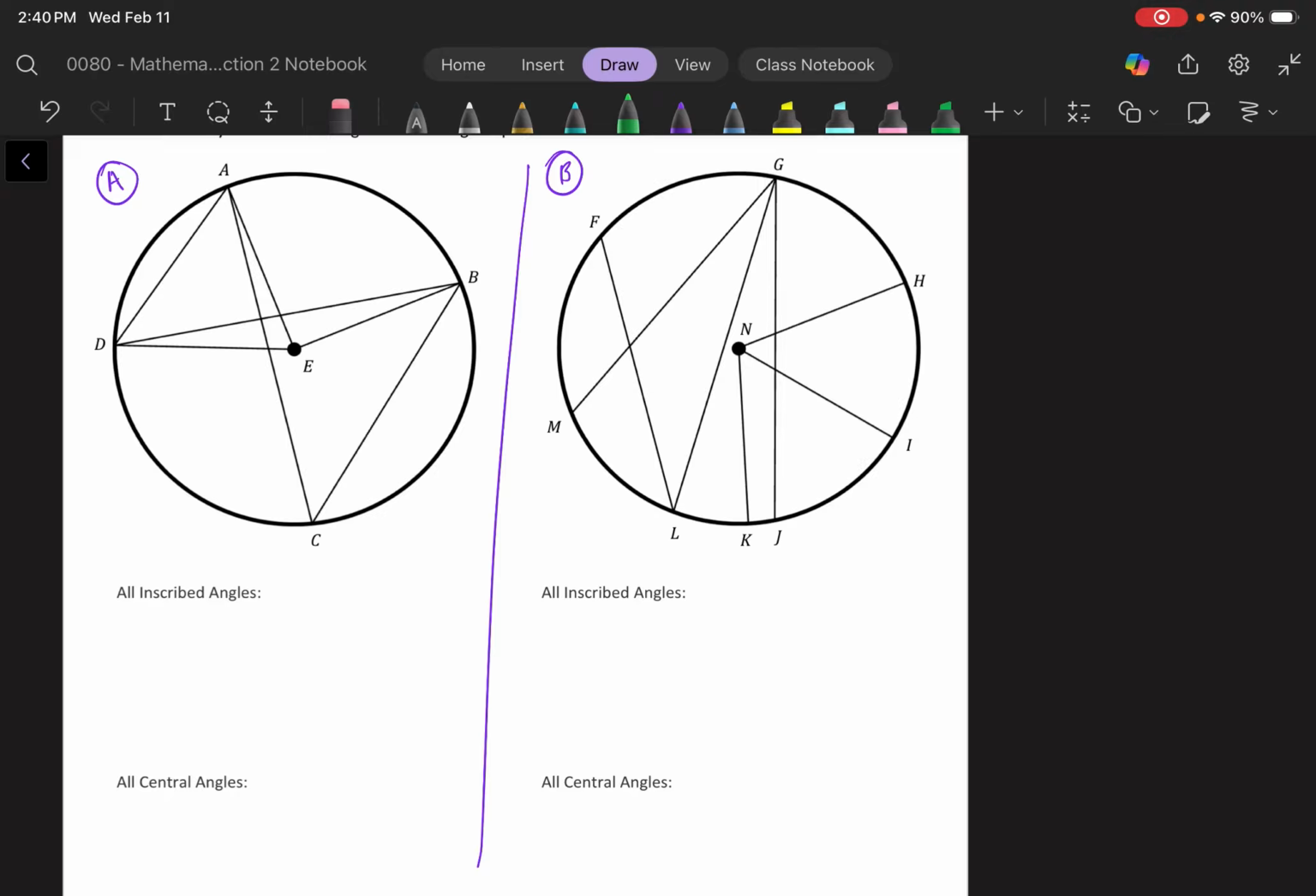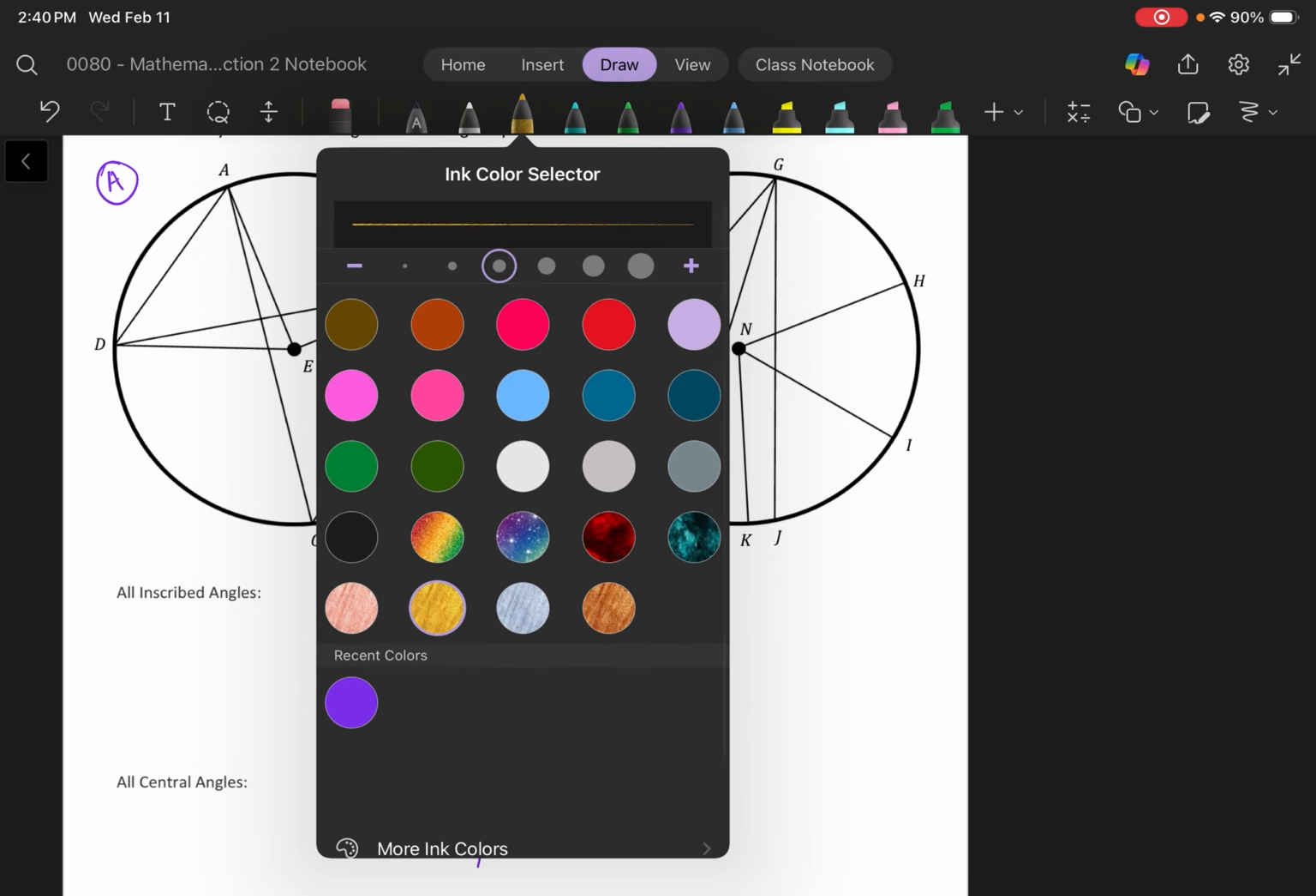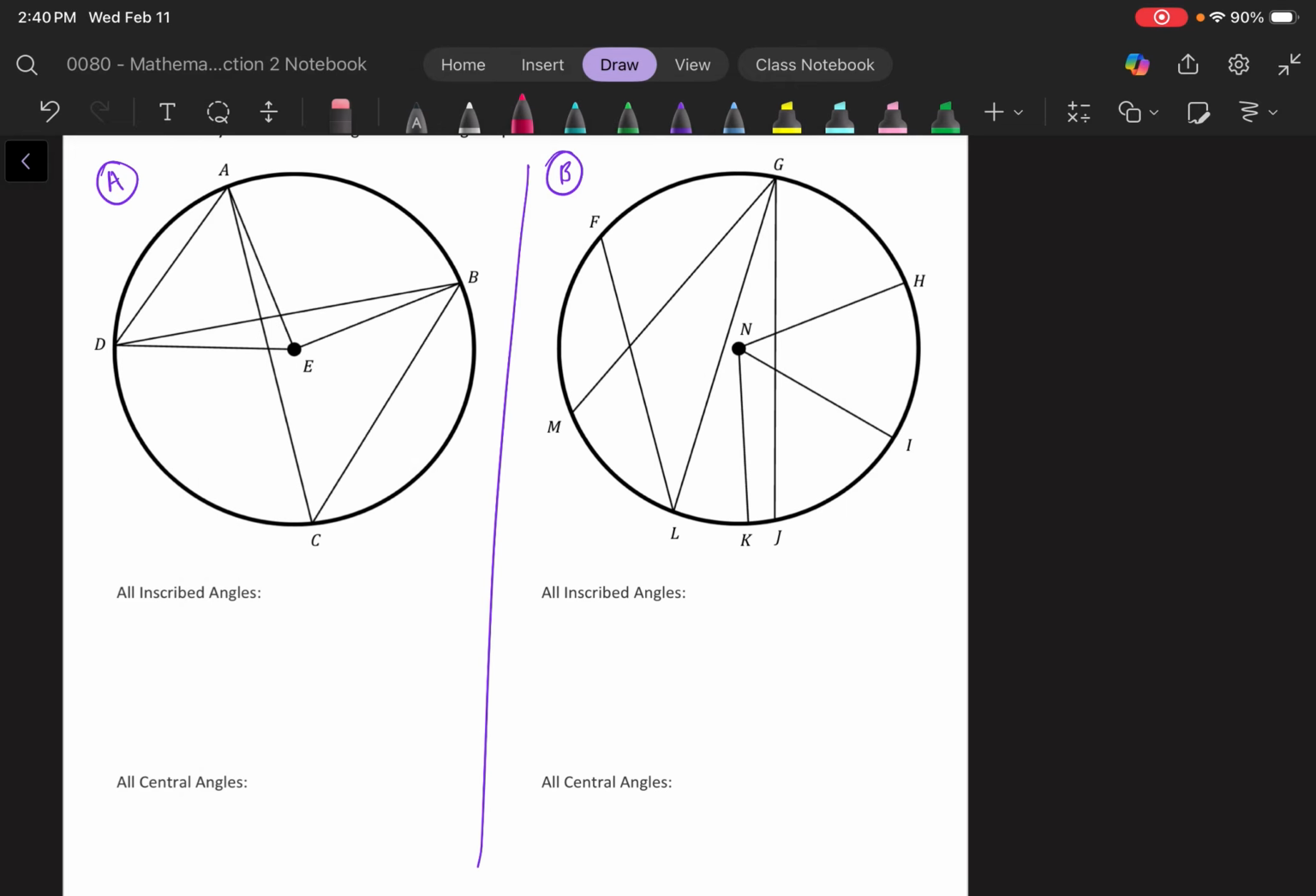Now, all of these angles will be named with 3 letters, okay? We're never going to do one angle naming here. Because if I'm looking at all of these points, most of them have a lot of offshoots and it would be very vague to know. So we're going to name them always using 3. Let's start with an inscribed angle.